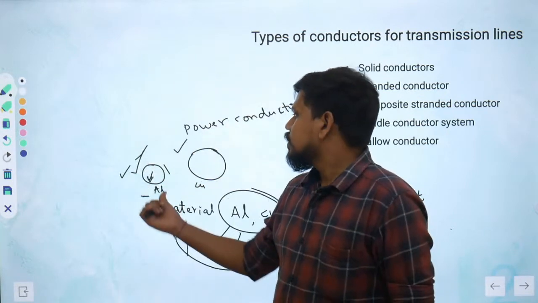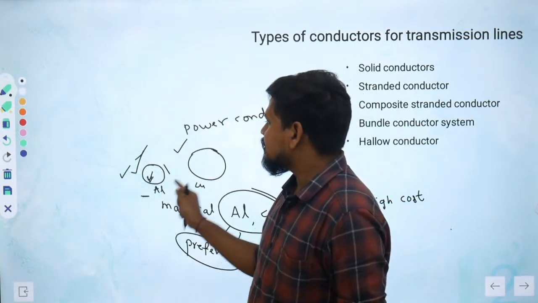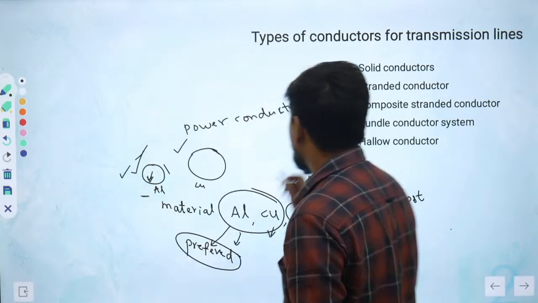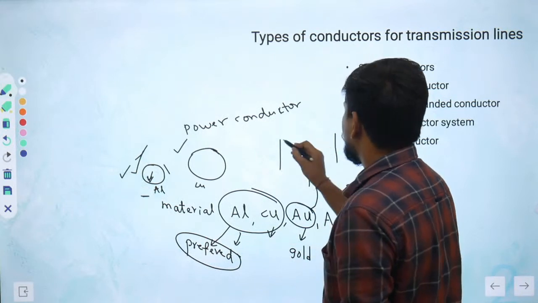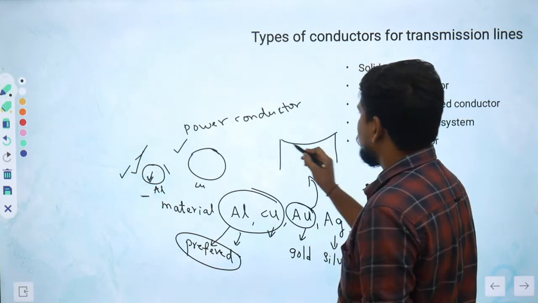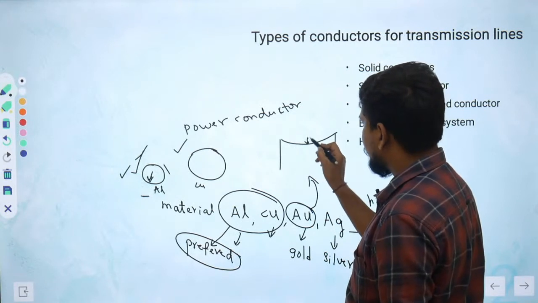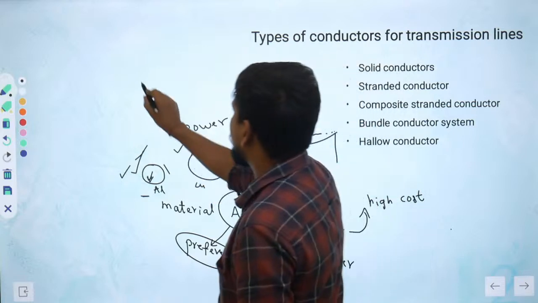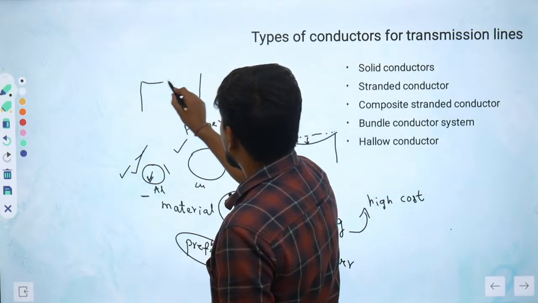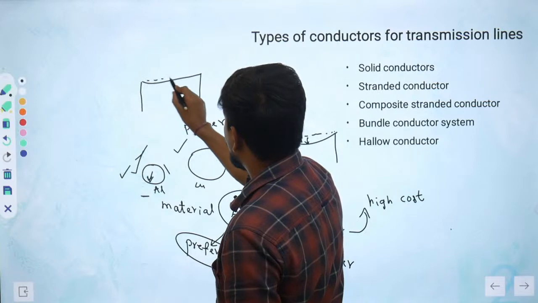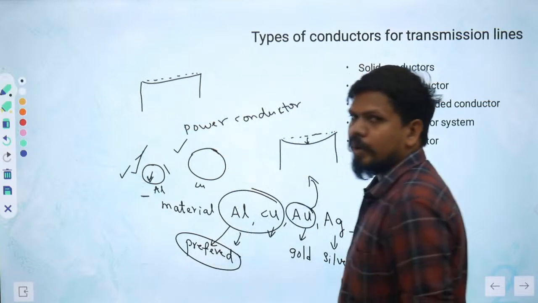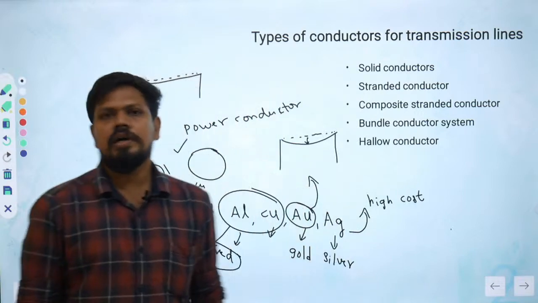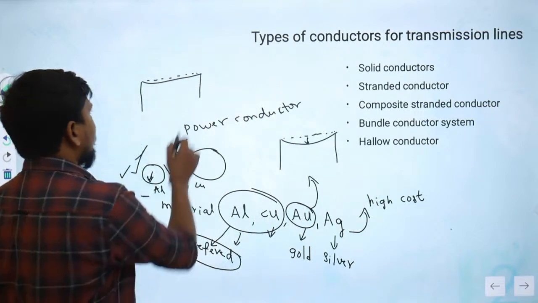Whenever you use this aluminum conductor, as the material requirement is less, the sag in the transmission lines will also be less. If we use the copper conductor between the two poles, the sag will be like this, this much sag will be there. If you use the aluminum conductor, the sag will be a little bit lesser. Compared to the copper conductor, the aluminum conductor sag will be lesser. So sag will be reduced.